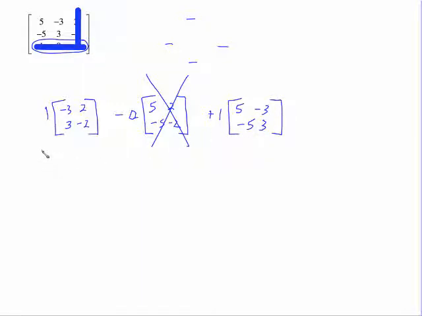Do the arithmetic. This is 1 times, so I didn't even have to write that 1. -3 times -2 is 6, minus -6, that's 0. Same thing here. This is a 1. Don't even need to write it. 15 minus 15 is 0. So 0 plus 0 has a determinant value of 0, which is what we got using the other method.